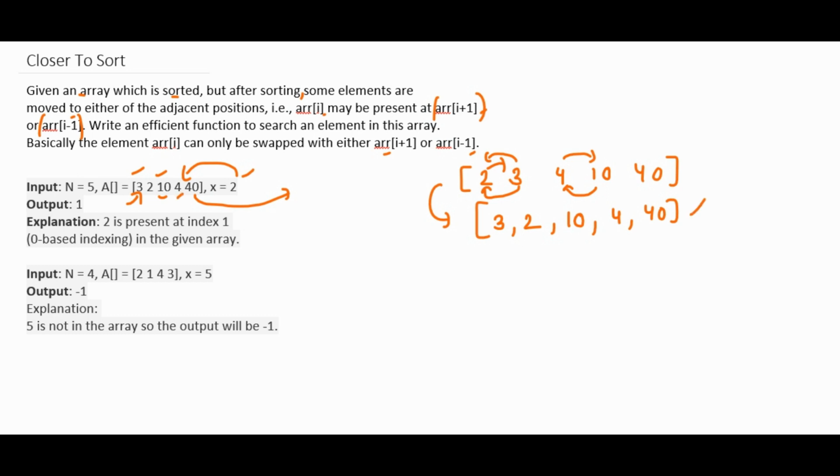So what we have to do is find this element, whether it is present in this array or not. If it is present, we have to return the index. Otherwise, we have to return minus 1. Just like here, 5 is not present, so we have to return minus 1. Now let's see how we can approach this question.